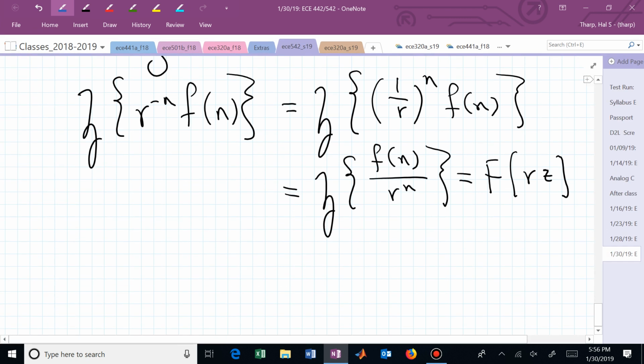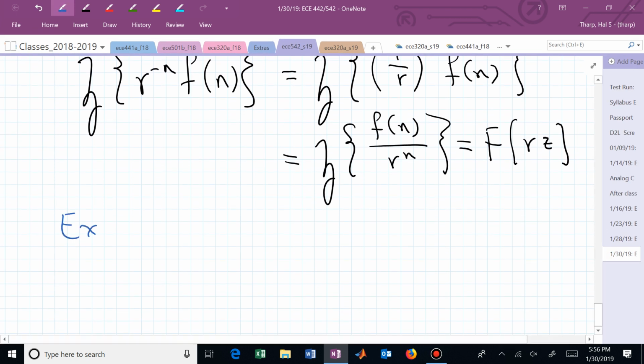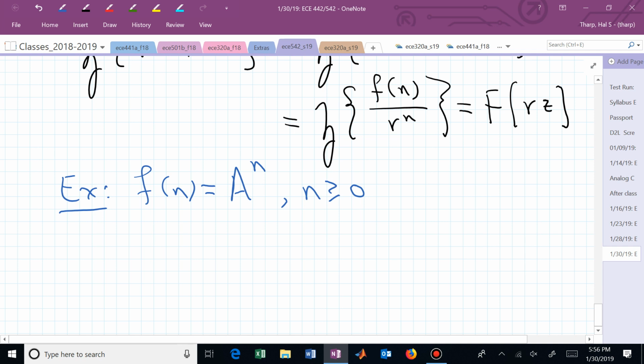Suppose I try to work an example here. Suppose, maybe an example in general, suppose f of n is a to the n for n greater than or equal to 0. Now you're going to have to be honest, do you remember what the Z-transform of a to the n is for n non-negative? It's killing me that you maybe don't just jump up and scream the answer. This was on a provided video.